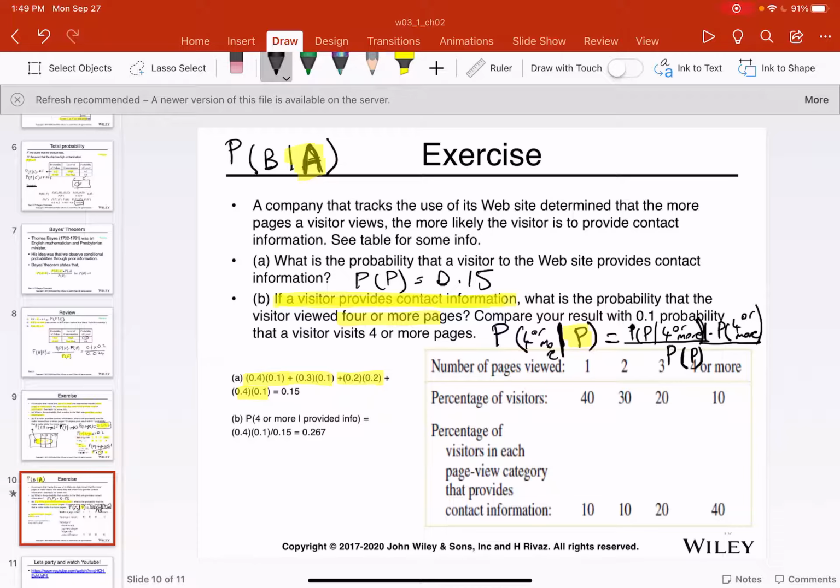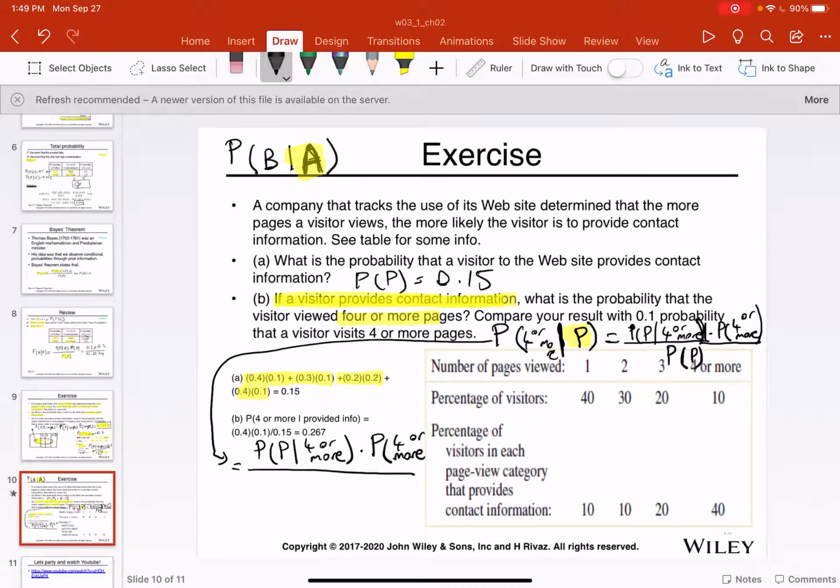So I'm not happy, what I wrote is quite small, so I write it down here. So this thing, I'm going to use the Bayes Theorem, is equal to probability of P given 4 or more times probability of 4 or more divided by probability of, so here we have P, so here is also going to be P.